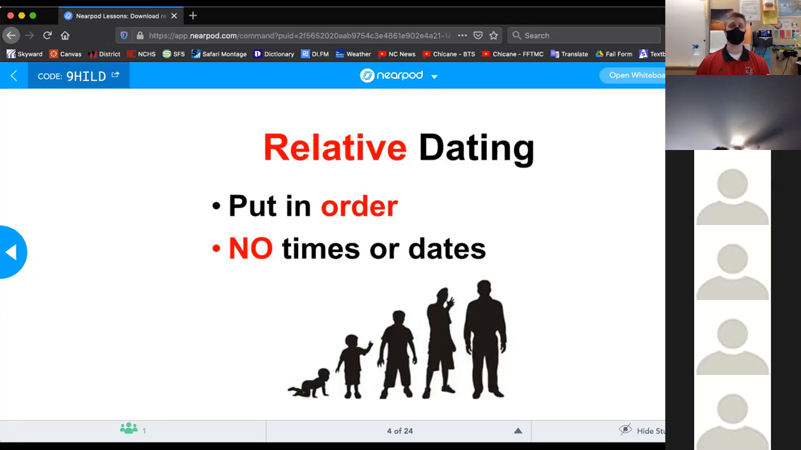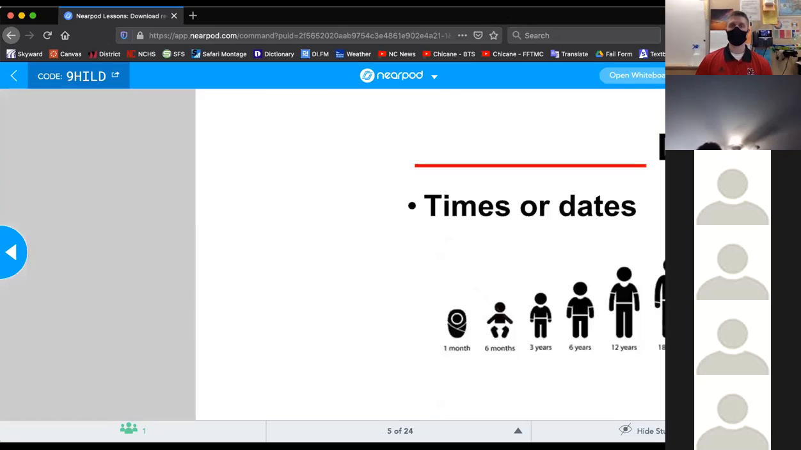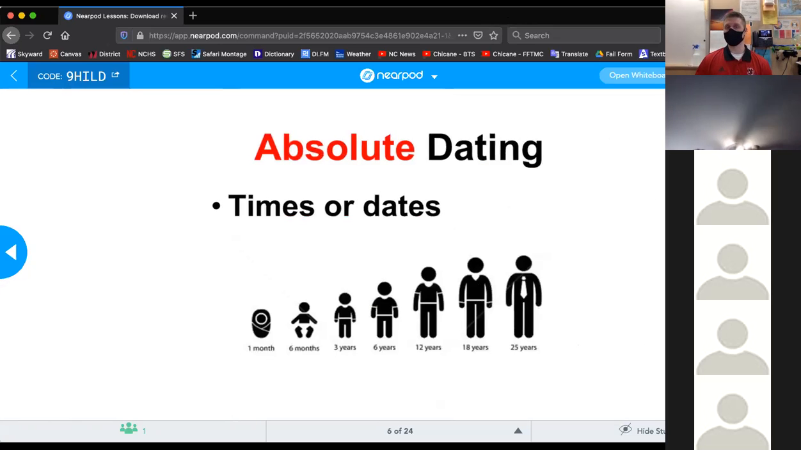Now, if you're after a specific date, if you're after a value, if you're looking to quantify something, then you want absolute dating. So absolute dating is assigning a number. It's giving it a value. So relative dating, no numbers. Just this is older than that, or this is newer than that. Absolute dating has numbers. So today we're going to focus on relative dating. Absolute dating we'll talk about on Thursday.